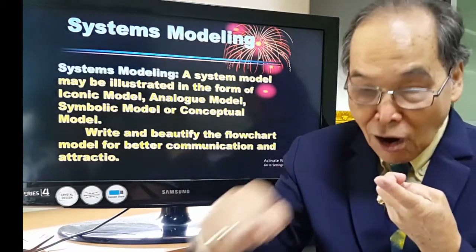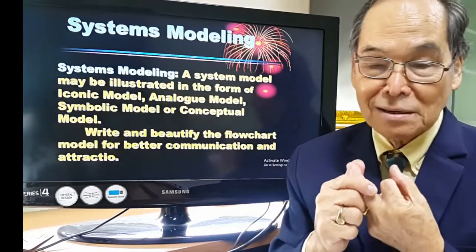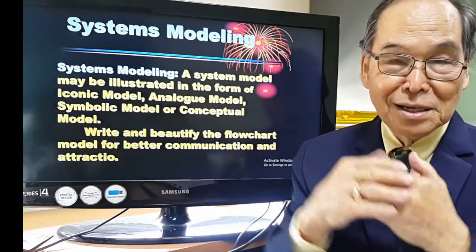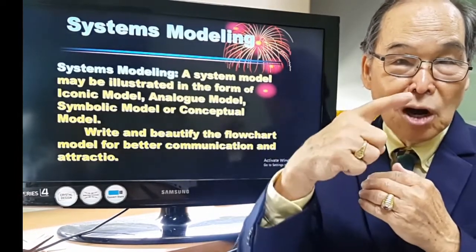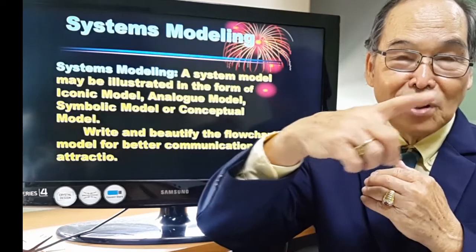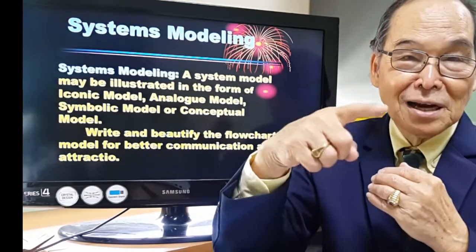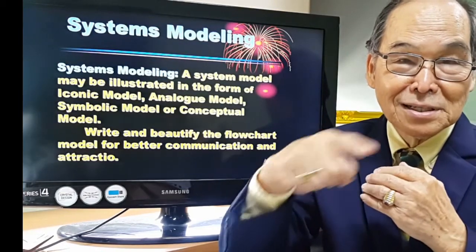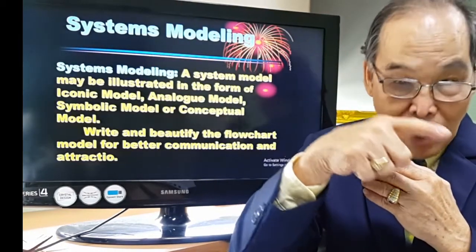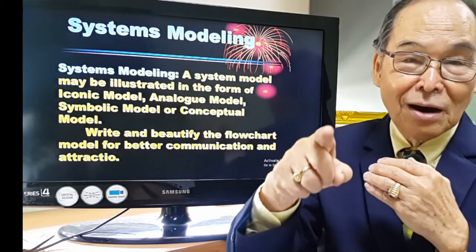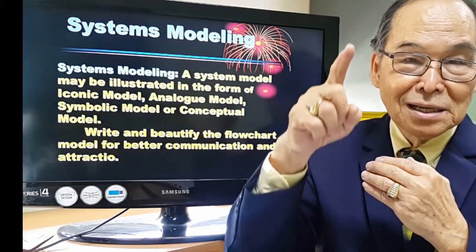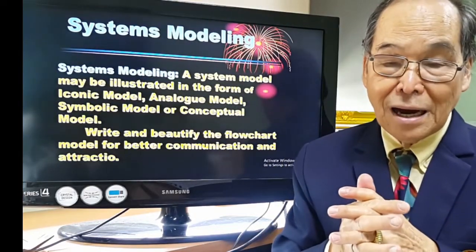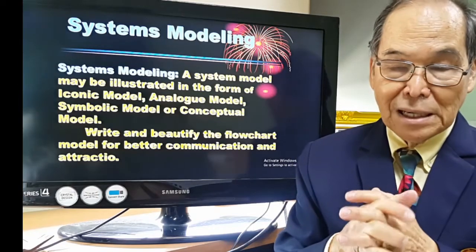Okay. Analog model. What does it mean? Analog means to replace one with another. For example, the short hand of the clock represents hours, and the long hand of the clock represents minutes, for example. This is an analog model. So a clock is the analog model of time.